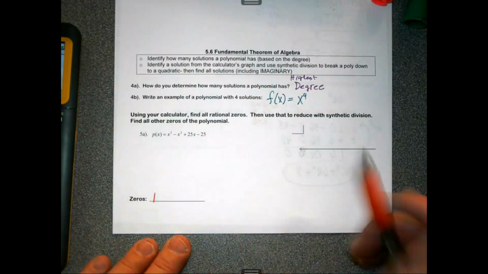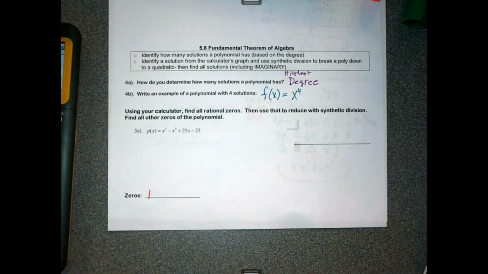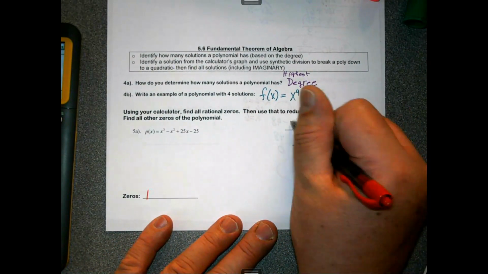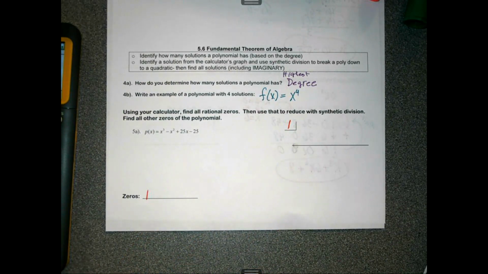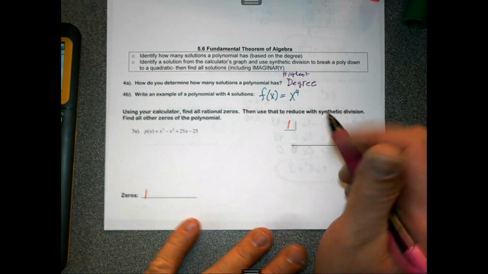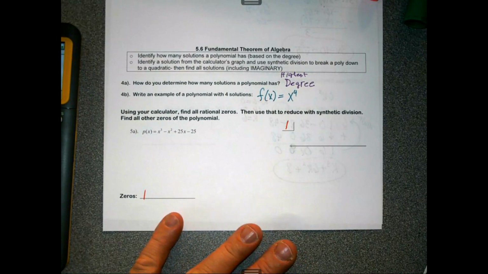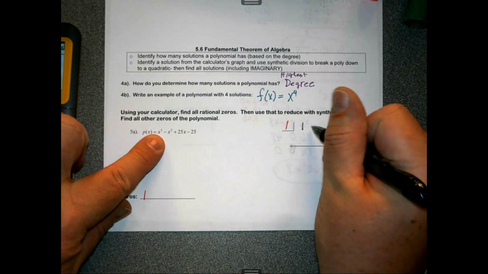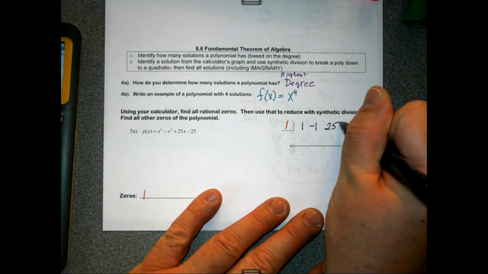Now, you've got the synthetic division over here. If you're used to putting it underneath there, by all means, go ahead. So here's our 0 we're going to use for 1. So what does that mean? What are the other two zeros? Imaginary, right? Okay, coefficients of my polynomial. Positive 1, negative 1, 25, negative 25.